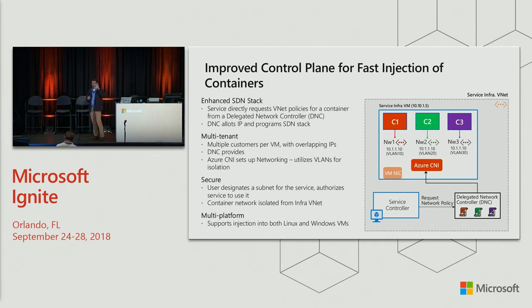Additionally, it uses VLANs to actually provide isolation. So we are running a layer 2 network inside the VM. We have taken a lot of the networking into the VM to provide you multi-tenancy there. This is also a secure solution because you tell the service which subnet you want all your pods and all your containers and apps to be injected into.